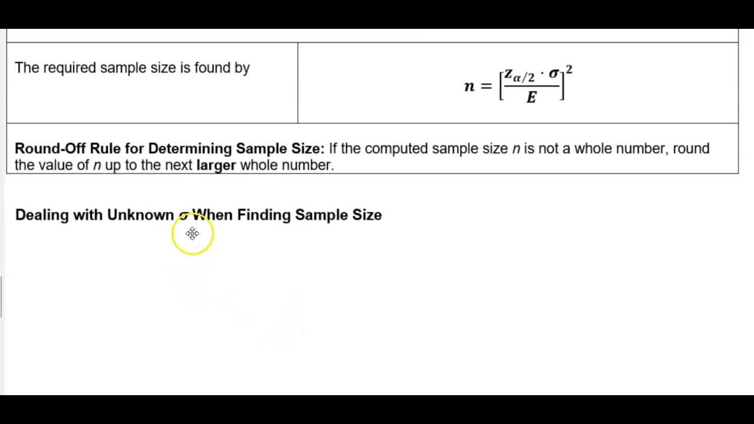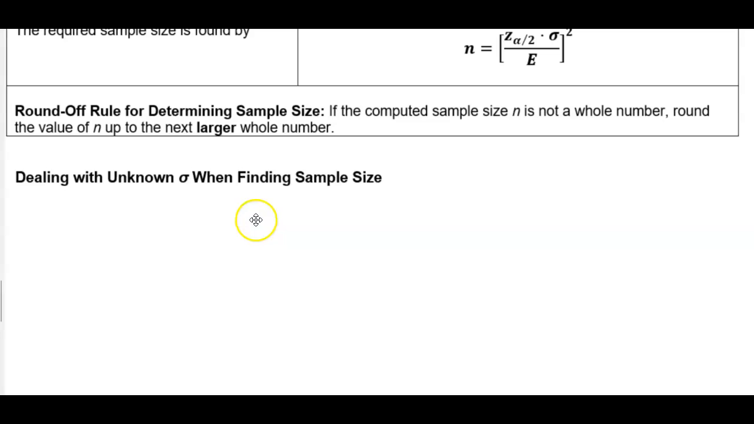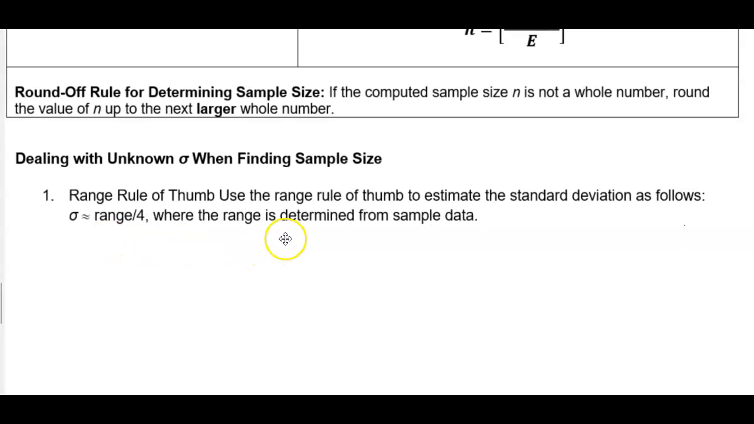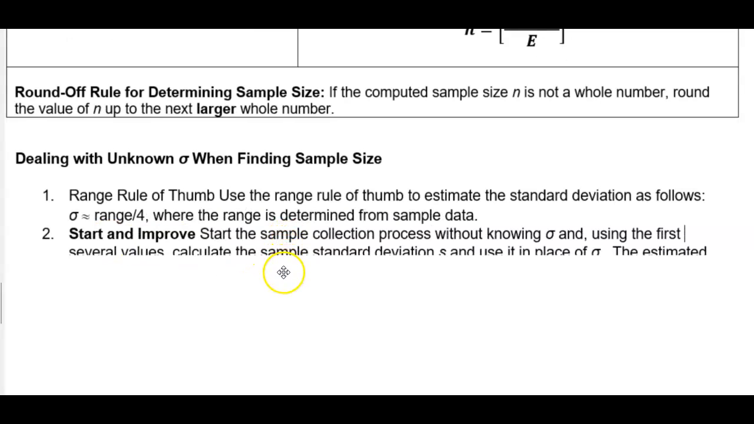Dealing with unknown population standard deviation when finding sample size. Number 1: the range rule of thumb. You use the range rule of thumb to estimate the standard deviation as follows: population standard deviation is approximately the range divided by 4, where the range is determined from sample data.